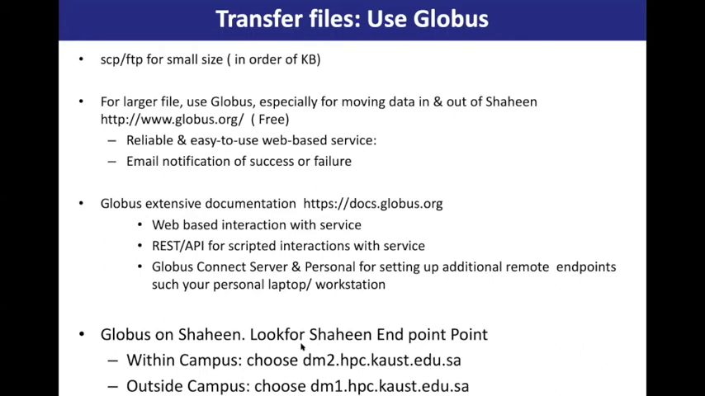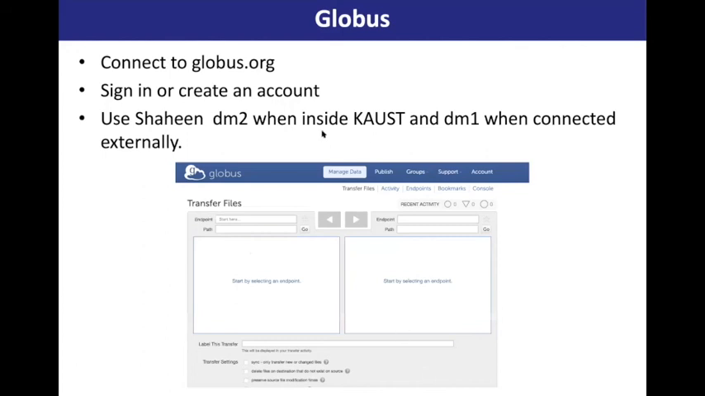So when you are on campus on Shaheen, you have to choose dm2.hpc.kaust.edu.sa. While you are outside of KAUST campus, you choose dm1. Okay, and when you connect to Globus, to the web page, you have this screen. So I choose dm2 when I am on KAUST, and dm1 when I'm external.